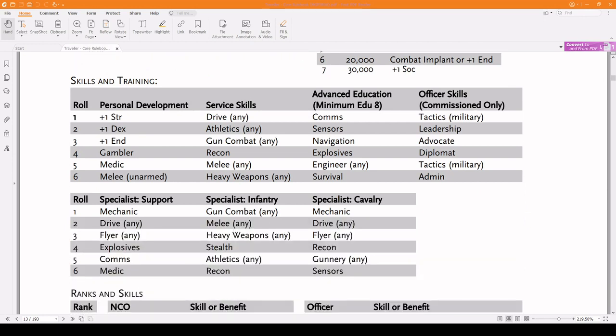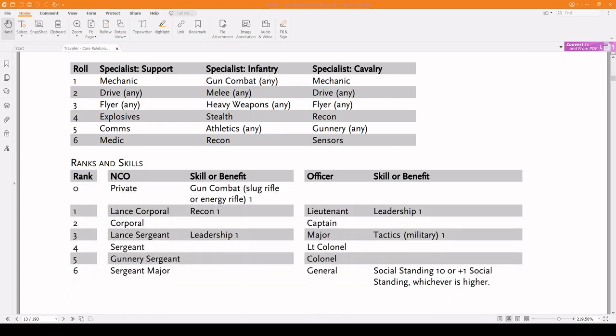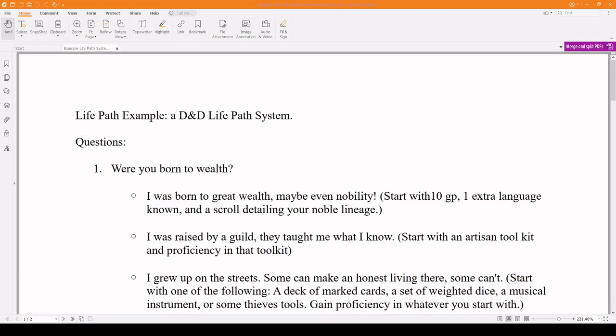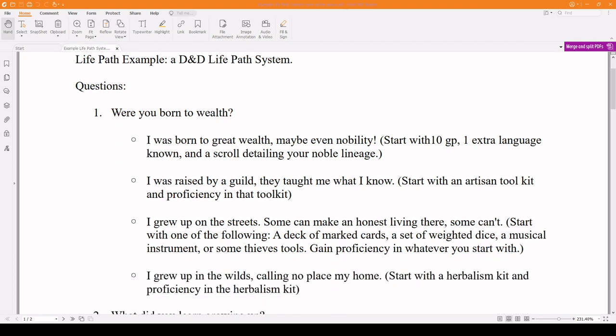And so let us look at an example I whipped up earlier. This sample system is designed to take all the place of the normal character backgrounds for Dungeons & Dragons 5th edition, and thus all the paths give you 2 skills, 2 tools or languages, and a feature. Our first choice is, are you born into wealth? And there are 4 possible answers. We could be born wealthy, raised by a guild, grow up on the streets, or grow up in the wilderness.